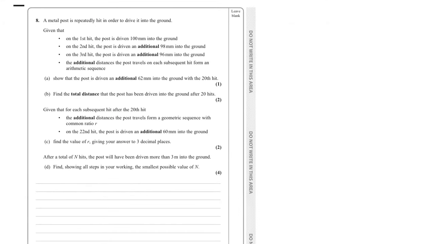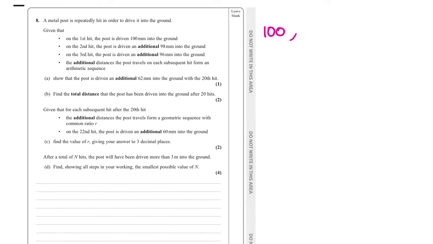Perfect. Question 8. A metal post is repeatedly hit in order to drive it into the ground. Given that in the first hit, the post is driven 100 millimetres into the ground, then, on the second hit, the post is driven an additional 98. What does that mean? Let's have a think about this.